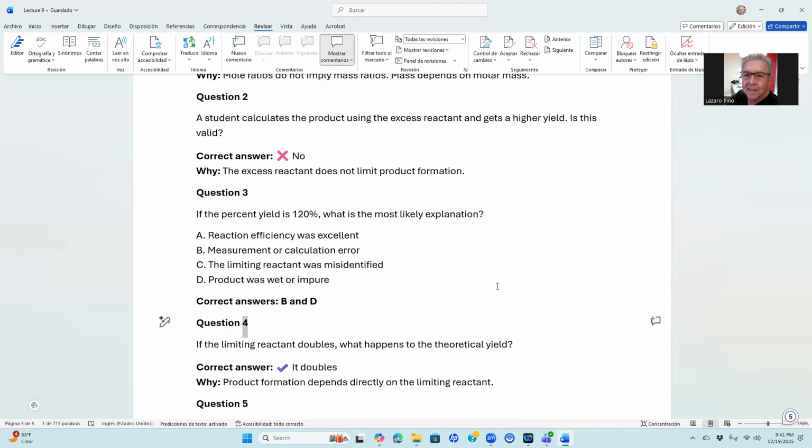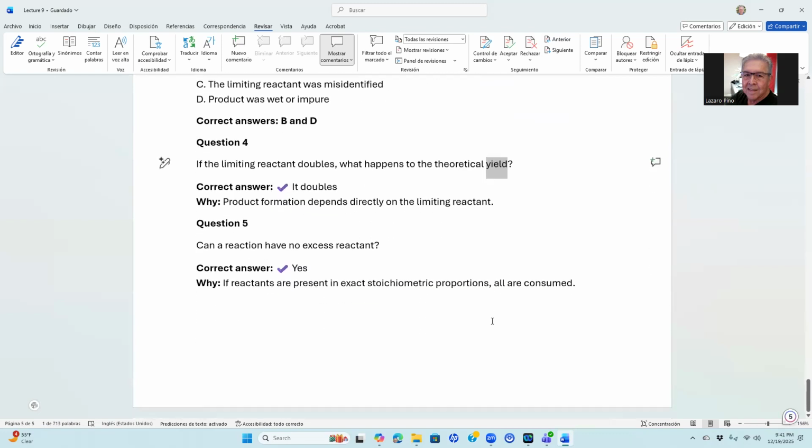Question 4. If the limiting reactant doubles, what happens to the theoretical yield? Correct answer: it doubles. Why? Product formation depends directly on the limiting reactant. Question 5. Can a reaction have no excess reactant? Correct answer: yes. Why? If reactants are present in exact stoichiometric proportions, all are consumed.